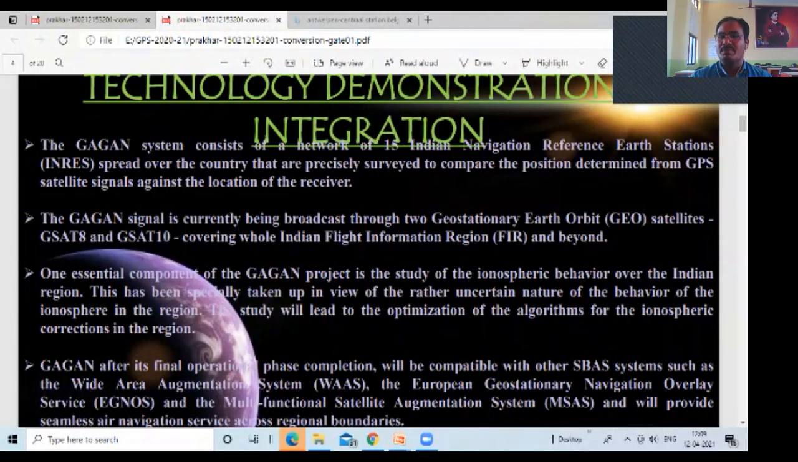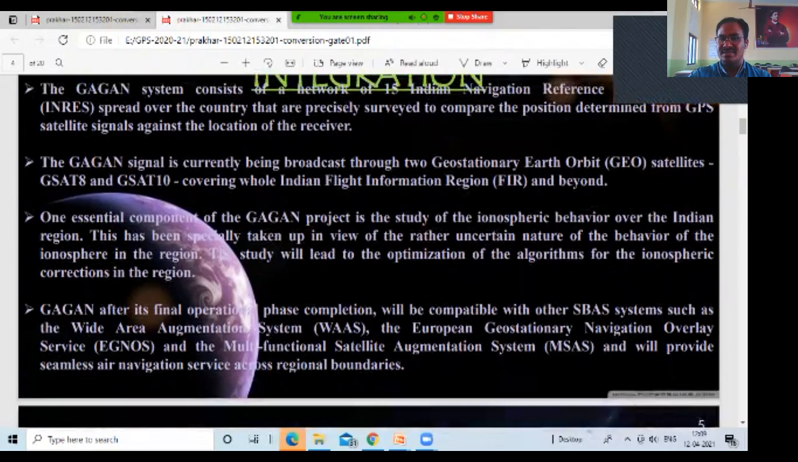And this will use the augmentation systems called WAAS, that is Wide Area Augmentation System. The final operational phase completion will be compatible with the other space-based augmentation systems such as the Wide Area Augmentation System and the European Geostationary Navigation Overlay Service, EGNOS. So this is a European one. EGNOS is a European one and WAAS is an American one, and another one is the Multifunctional Satellite Augmentation System, and will provide seamless air navigation service across the regional boundaries.